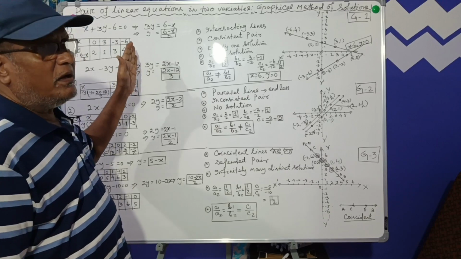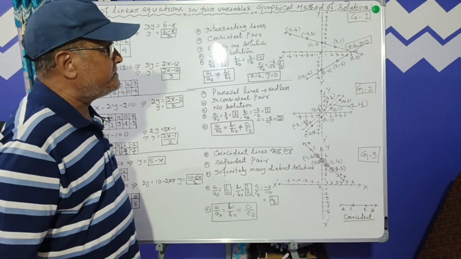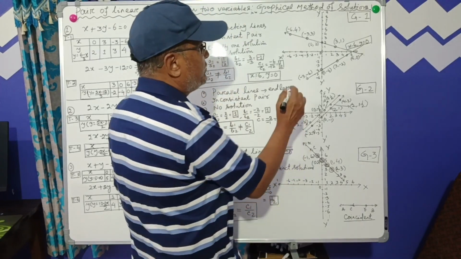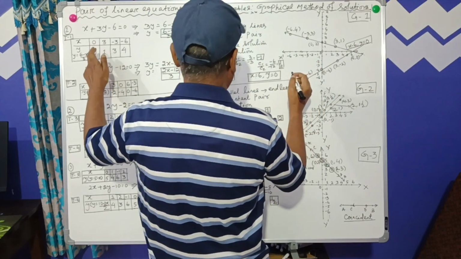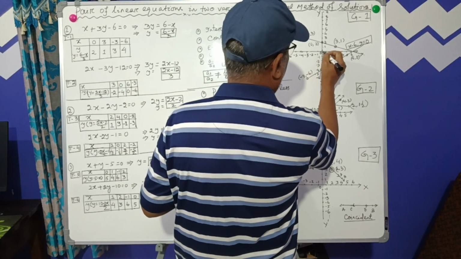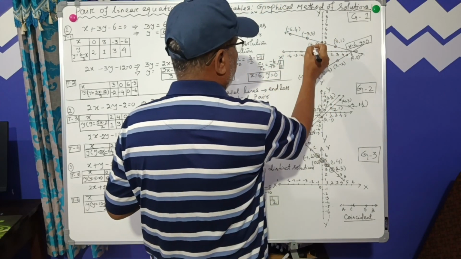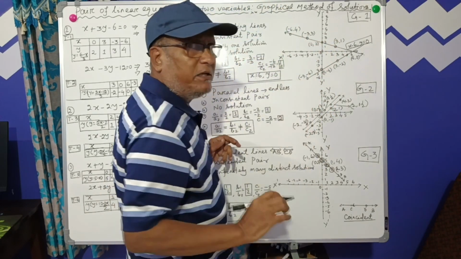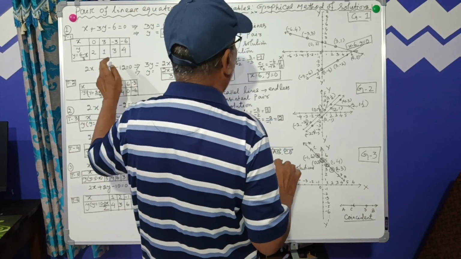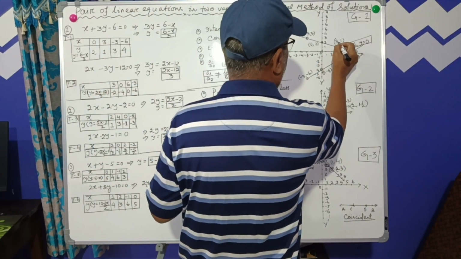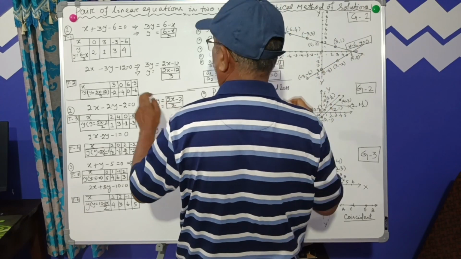So, let us locate these points in the graphical plane. Now you see 0, 2. This point is 0 and 2. The x coordinate is 0 and the y coordinate is 2. Now you see 3, 1. This is x is 3, y is 1.